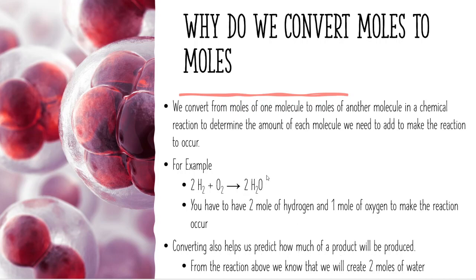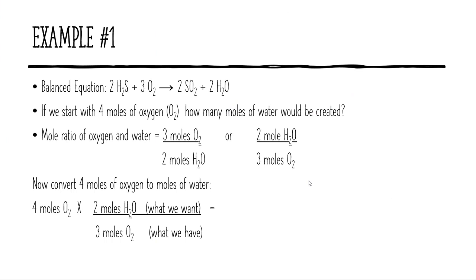So we know exactly, if I start with so many moles of hydrogen or oxygen, how much water am I going to make? And from the reaction, you can see that if I have 2 moles of hydrogen and 1 mole of oxygen, I will actually make 2 moles of water. Okay? All right. So let's look at example 1 in going from moles to moles.